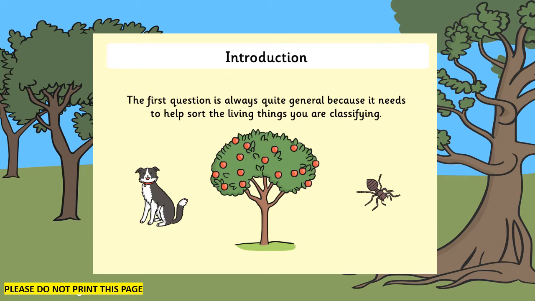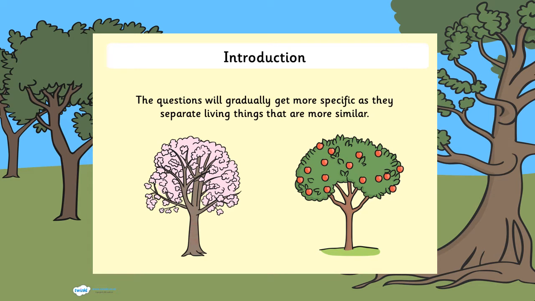The first question is always quite general because it needs to help sort the living things you are classifying. The questions will gradually get more specific as they separate living things that are more similar. That means things that almost look the same or have characteristics that are the same.